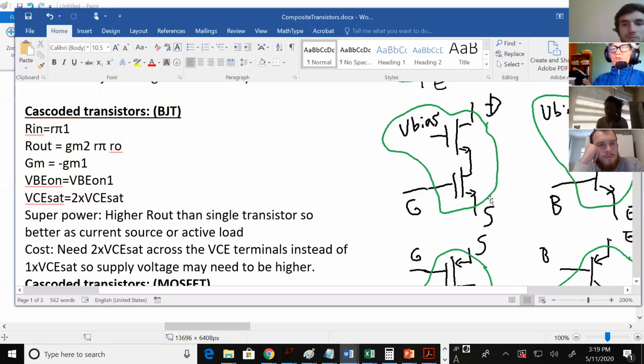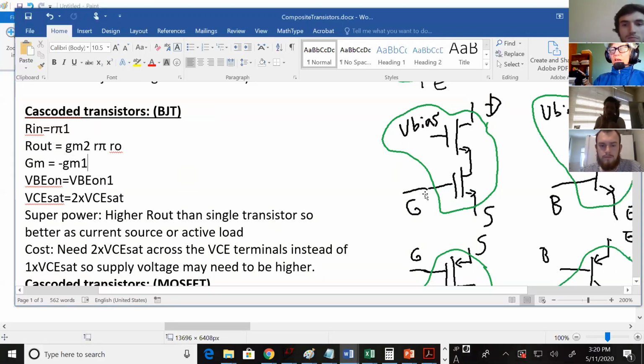Okay, and then the GM of the whole circuit: if you change the VGS for a cascoded transistor, it's just like changing the VGS of this bottom transistor. Can you see my mouse okay? So the GM for this whole cascoded transistor is just the GM for this one transistor down here. So that's where you get that.